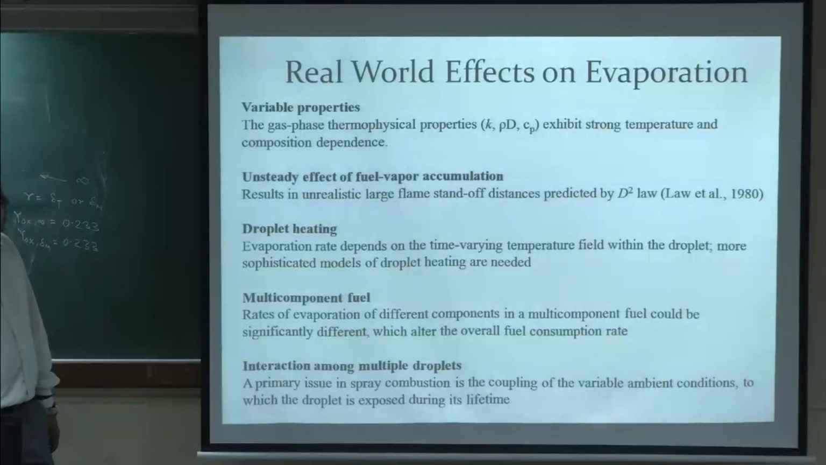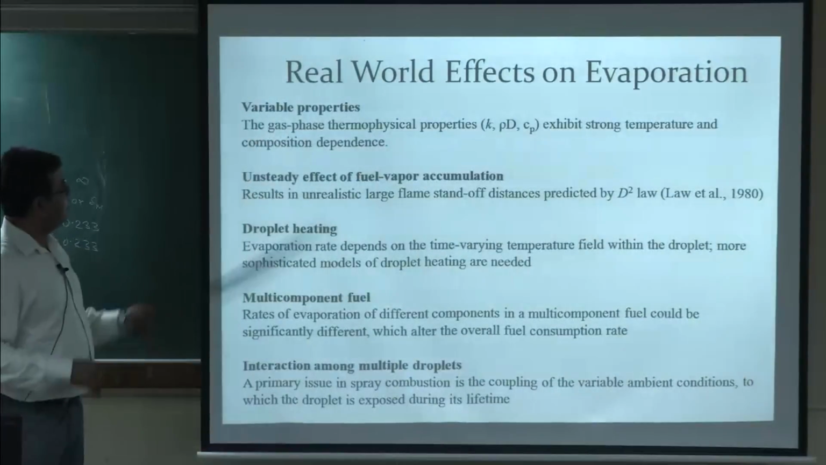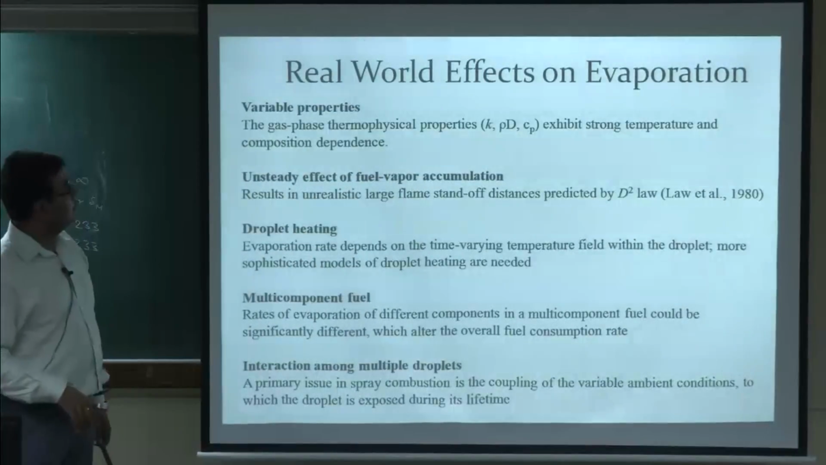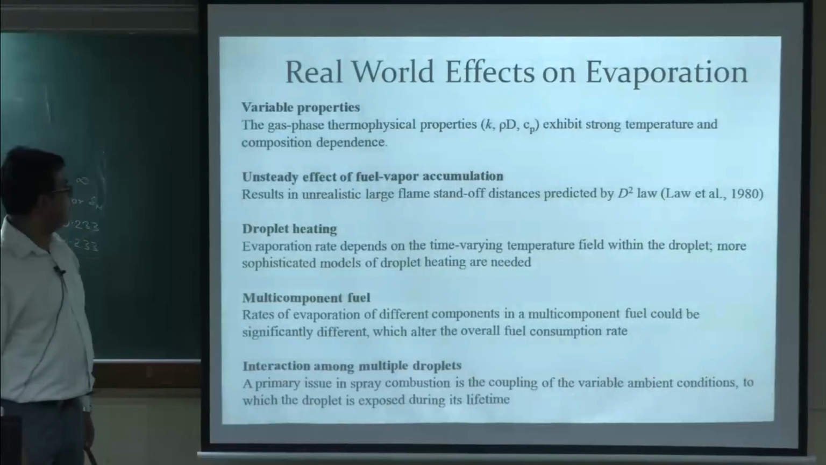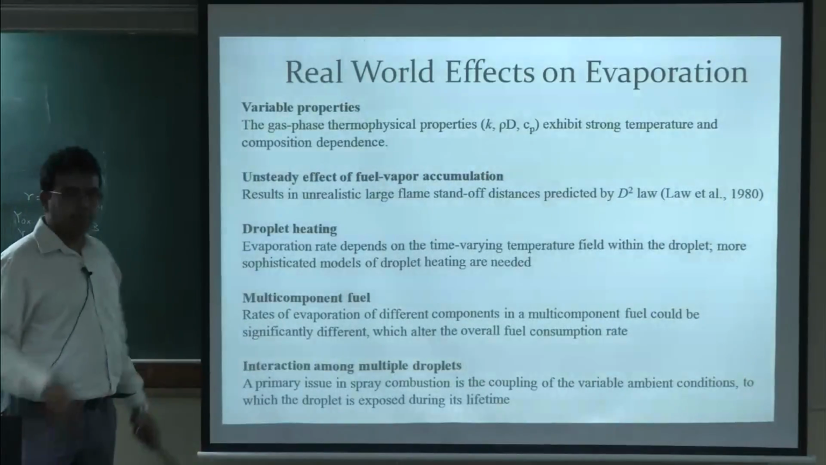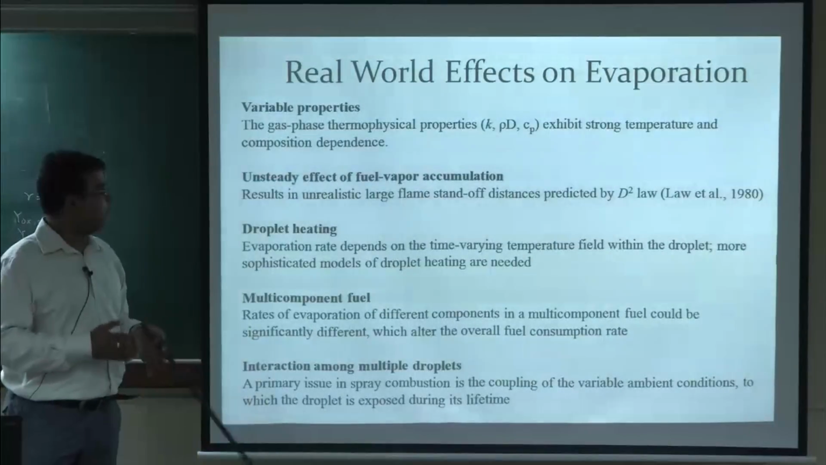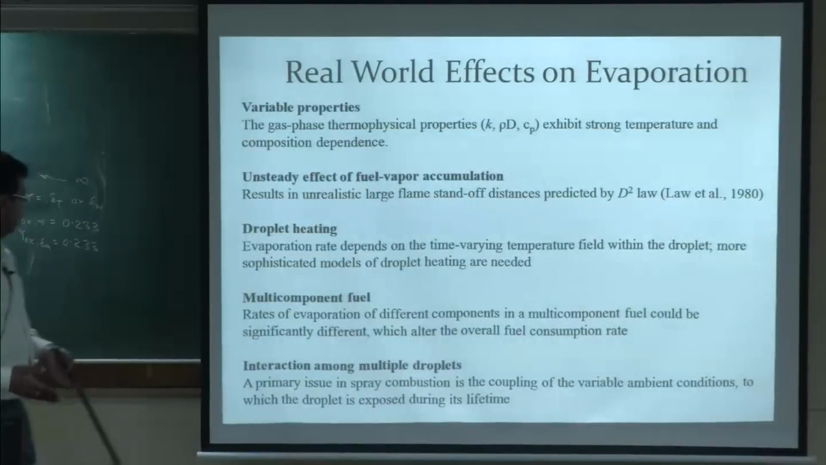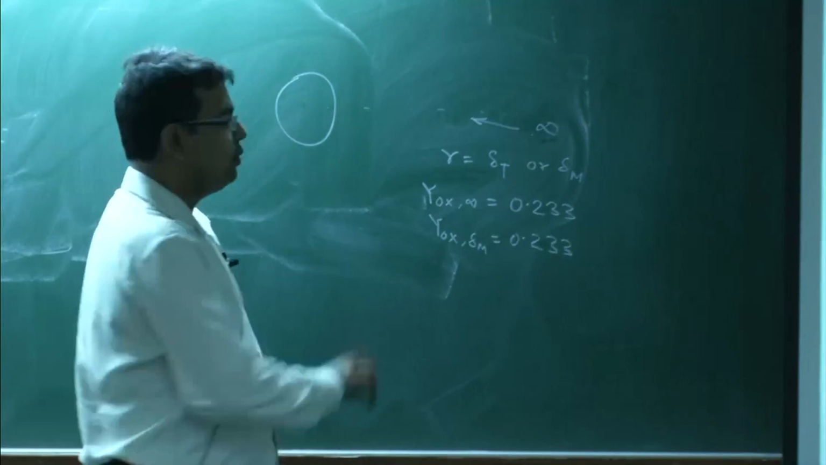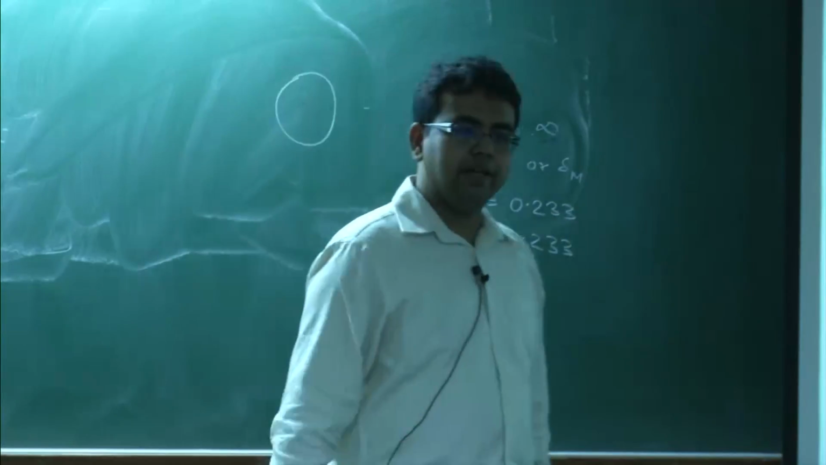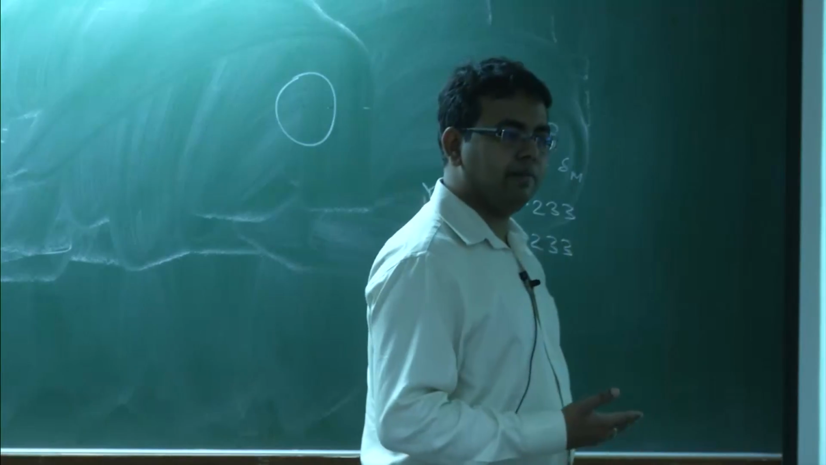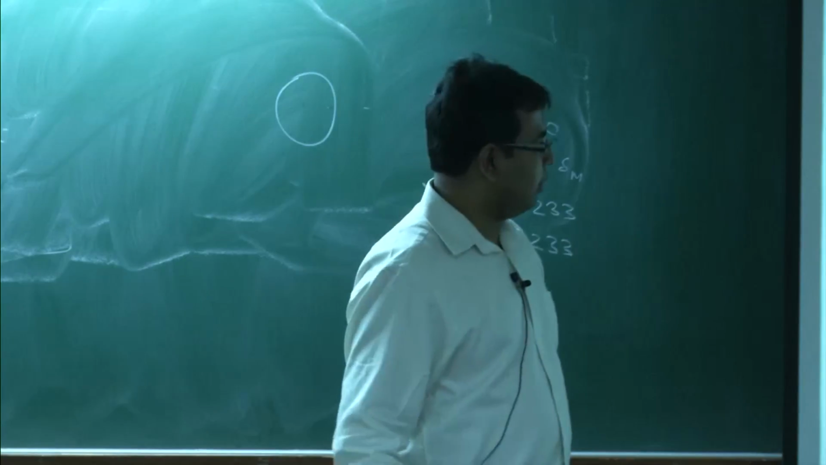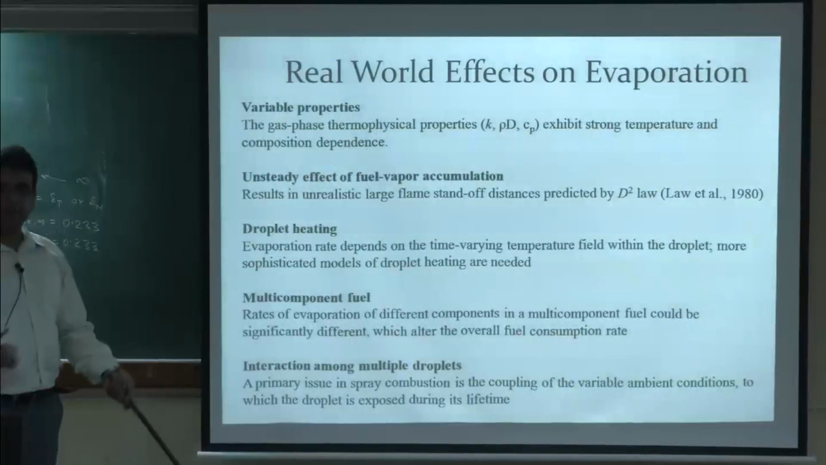Some of the real world effects on evaporation are the variable properties, like the gas phase thermophysical properties: thermal conductivity, diffusivity and specific heat. They are dependent on temperature, as we have seen already, and on composition also. So now you need to account for this, and calculate these properties at a certain average temperature. What will the average temperature be? At the droplet surface it is Ts, and at the flame it is Tf. So it could be from 300 to 2100 or 2200. That is the range you have, but you need to calculate these properties at a certain average temperature.